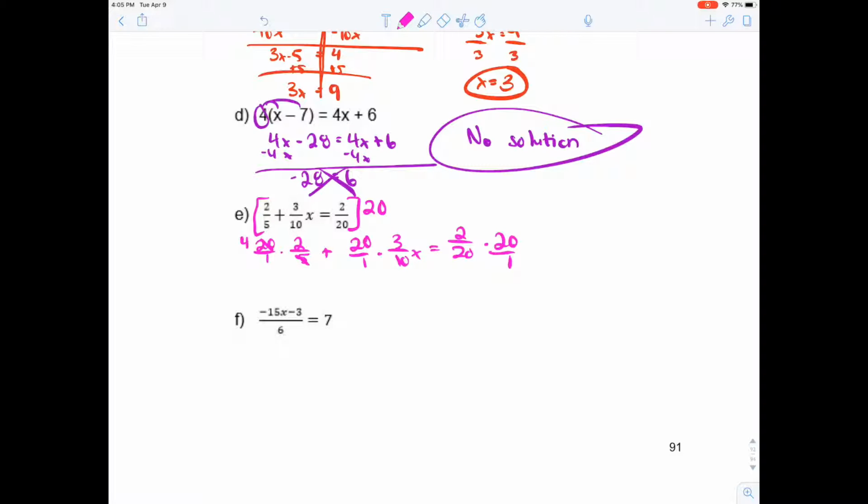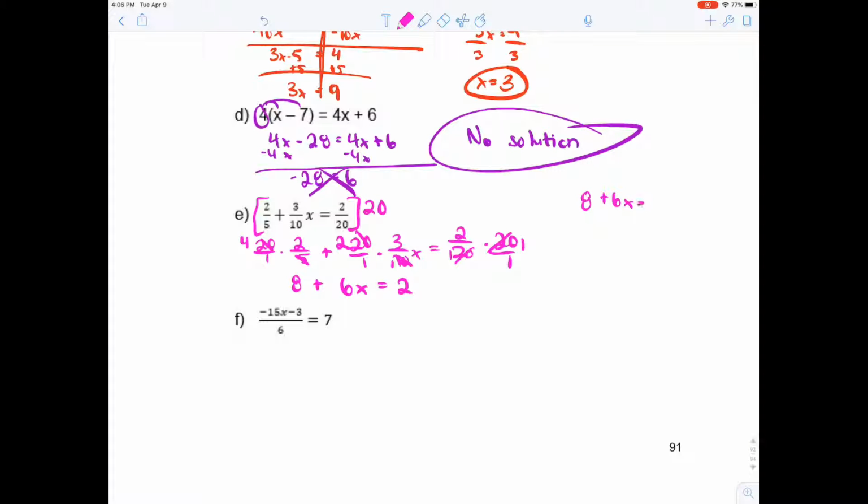So 5 goes into 20 4 times, so I'm left with 8, right? 4 times 2 is 8. Then I can cancel the 10 and the 20. 10 goes into 20 2 times, so I have a 2. 2 times 3 is 6, but there's an x attached to it. And then lastly, 20 goes into 20 once, so now I have an equation I can solve.